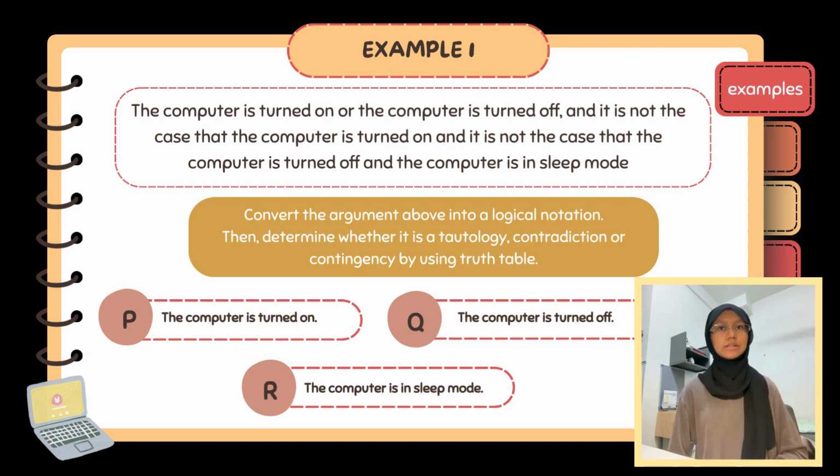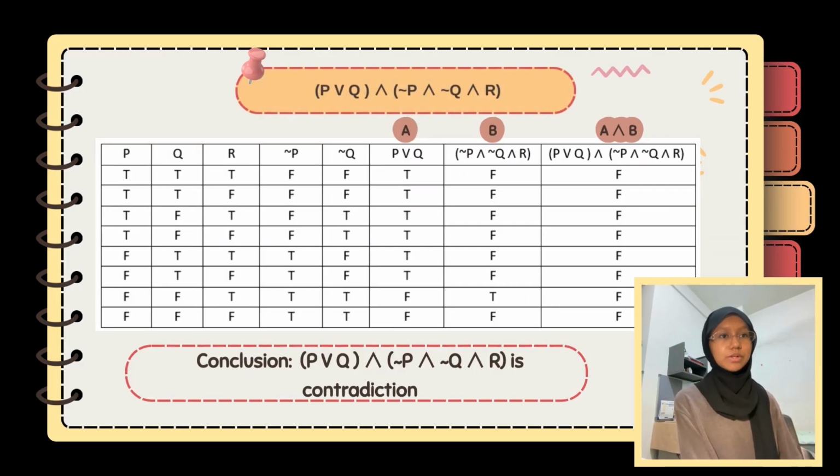Firstly, let the argument above be PQR. So P is referring to the computer is turned on, Q is referring to the computer is turned off, and R is referring to the computer is in sleep mode. Based on the statements we already defined into PQR, we convert it into this logical notation. So next, we have to determine whether the notation above is tautology, contradiction, or contingency by using truth table. First, we input the three statements PQR in our truth table.